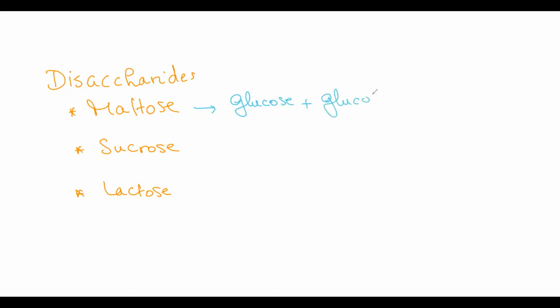So where is maltose found? It is found in malt. What is malt? Malt is the syrup that is extracted from barley. They make from it beer and things like that. There is a kind of syrup called malt, which is extracted from barley, and it has this maltose.